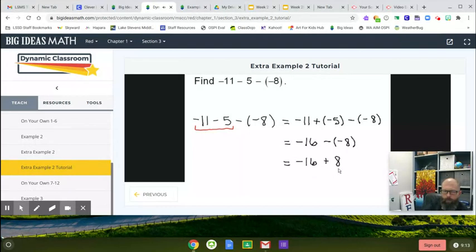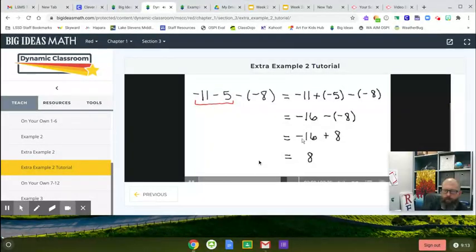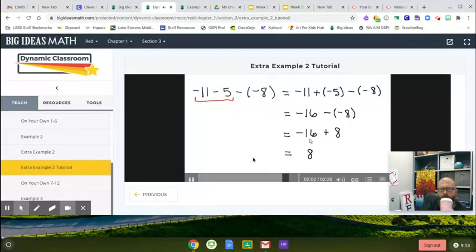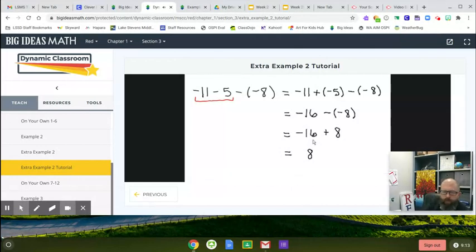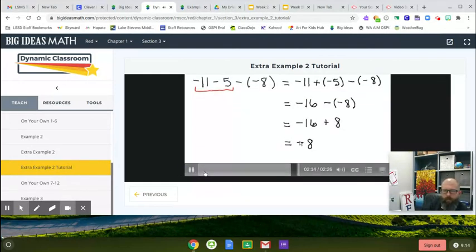And then we use the sign from the number with the greater absolute value. We said 16 has the greater absolute value. That number is negative, so we keep the negative sign. So our answer is -8. So we went from -11 minus 5 minus -8 and found the answer of -8.